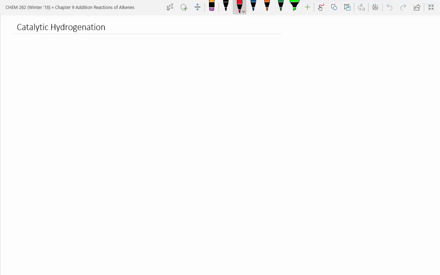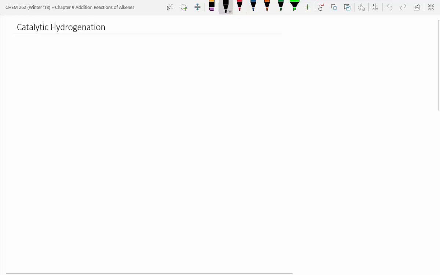All right, so the last lecture you saw a bunch of syn and anti-dihydroxylation reactions and then ozonolysis reactions. Those are pretty unique in terms of the addition reactions. The last one is a very common addition reaction, but it's also unique. And this is called catalytic hydrogenation.